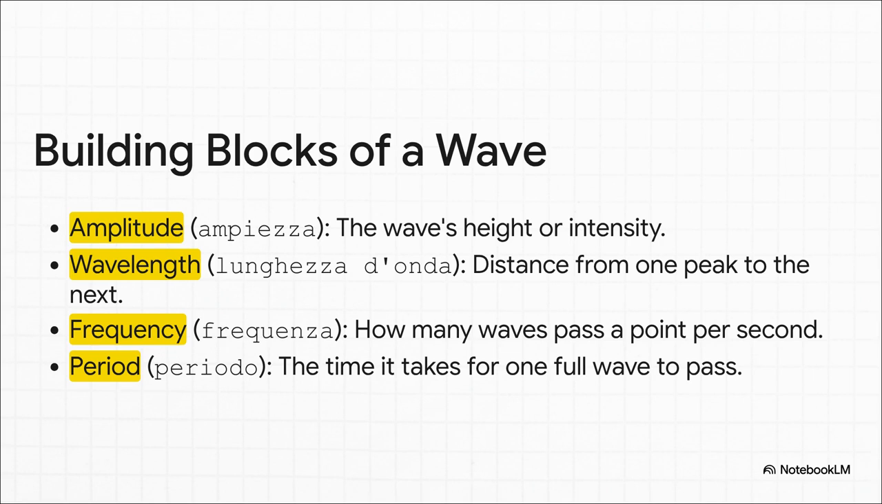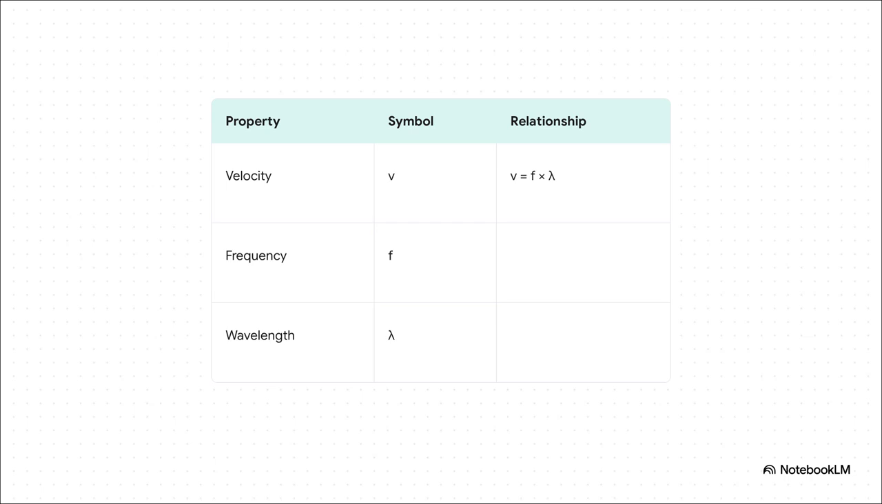Frequency is how often it comes at you, how many waves pass a point every second. And finally, period is just the time it takes for one single, complete wave to go by. These 4 things are basically a wave's unique fingerprint. And what's really cool is that these properties are all tied together by this one super simple but powerful equation. A wave's speed, its velocity, v, is just its frequency, f, multiplied by its wavelength, lambda. That's it. This little formula dictates how fast energy is moving, whether it's light from a star billions of miles away or the sound from a speaker sitting right in front of you.